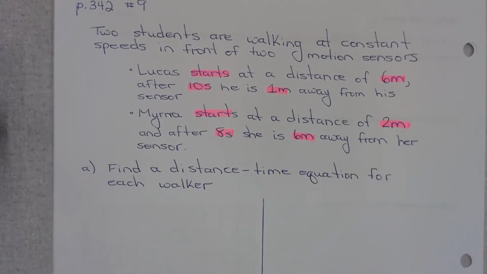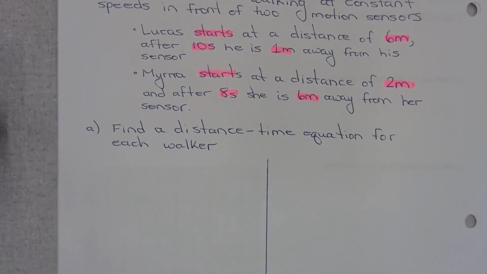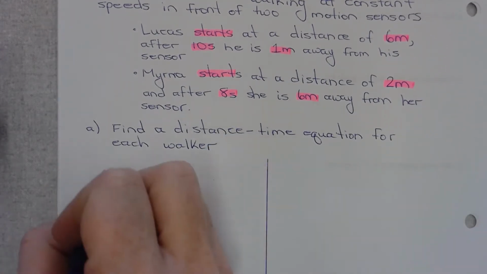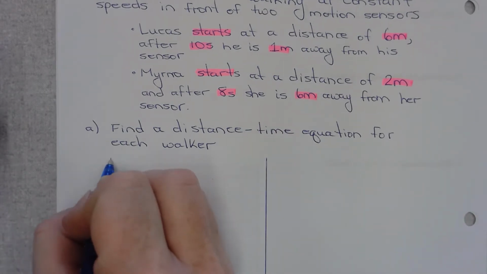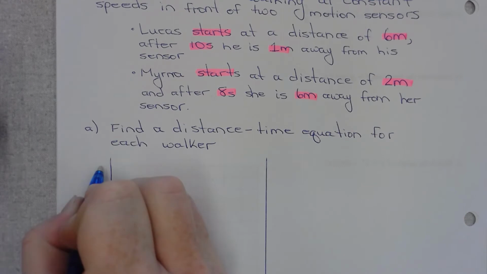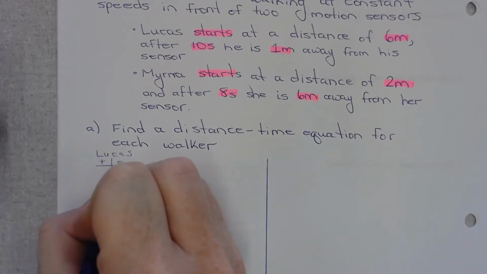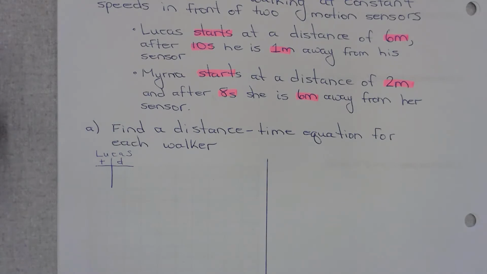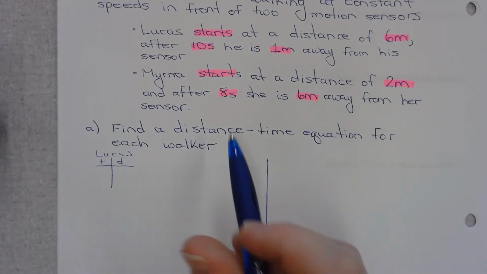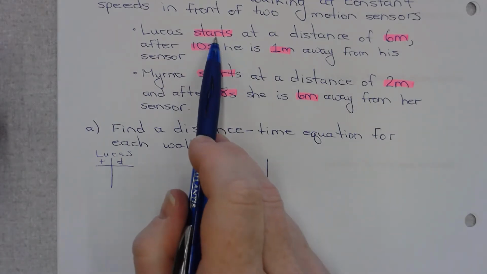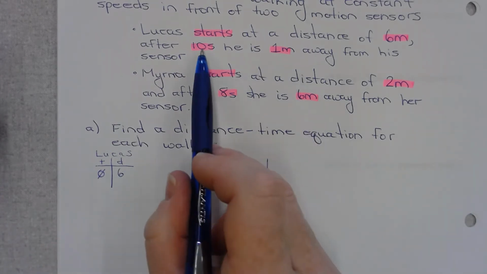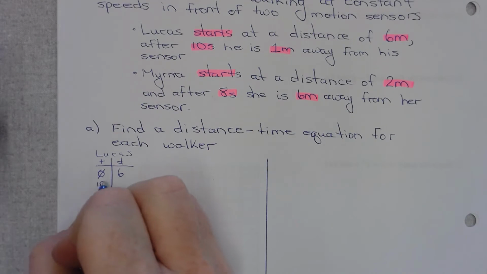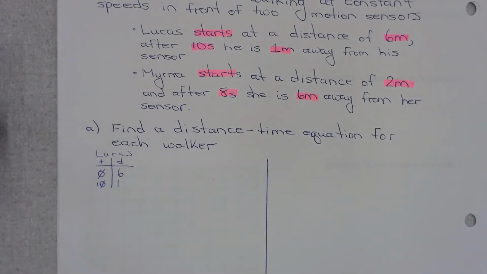So if we think about these numbers, we know it's going to be distance time, and we know that the distance depends on the time. So I'm just going to create a table for Lucas, with time and distance. When he starts, the time is 0, and he is 6 meters away. And then after 10 seconds, he is 1 meter away.